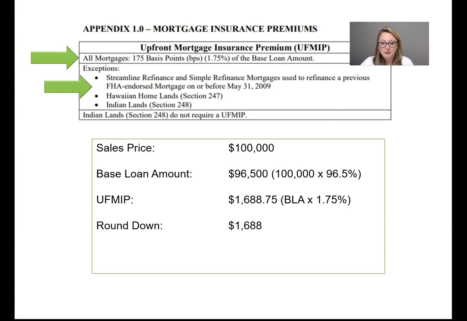There's one more step. You've got to round down. Remember, drop off the cents. So you would take off the 75 cents and just make it 1,688, which would make your total loan amount, what the borrower is financing, $98,188. You get that by taking the base loan amount plus the UFMIP that you just calculated.